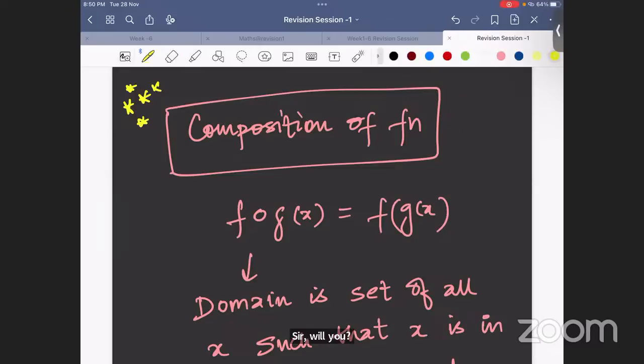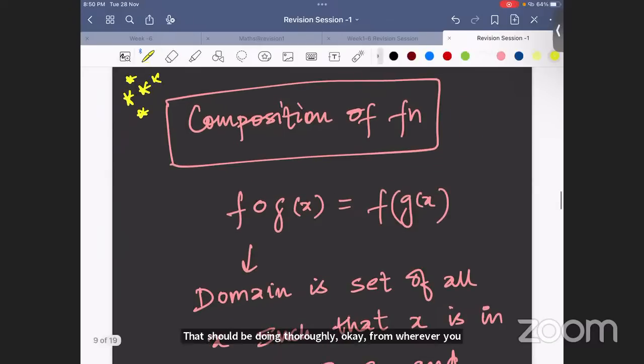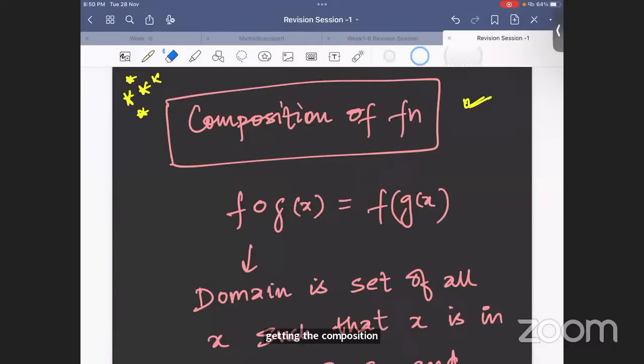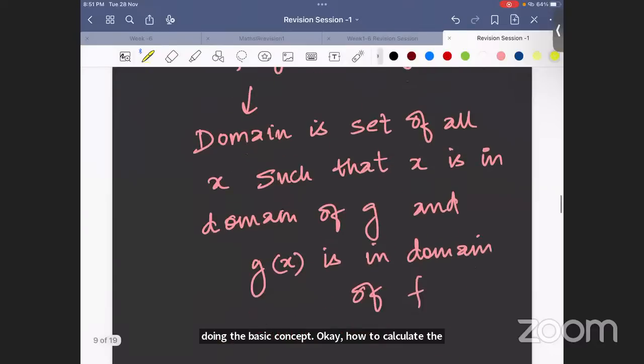From wherever you are getting the question, whether previous term papers or practice, wherever you get a composition of functions question, just solve it. It's not that difficult, just simple, but you should know the basic concept, how to calculate the domain and all. Okay, let's discuss this.